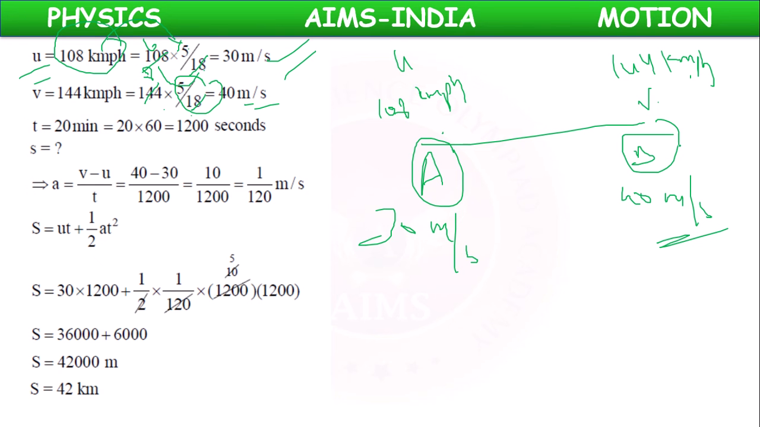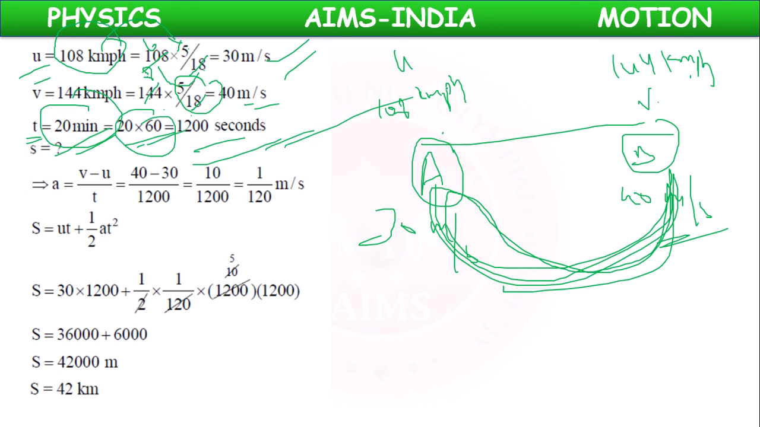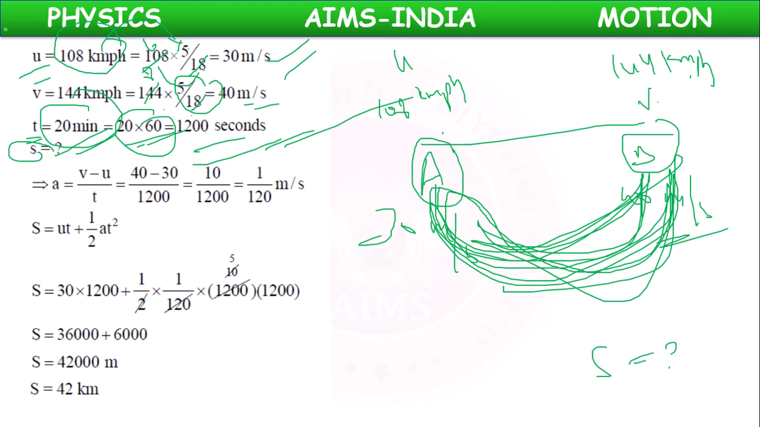which is considered as final velocity. And the time they have given 20 minutes to reach from A to B. The distance from A to B is covered in 20 minutes as per the data. If it is converted into seconds, 20 into 60, 1200 seconds. So distance between A to B, how much? That S value we have to find. We have the formula for a, acceleration, which is equal to v minus u by t, 40 minus 30 by 1200, 10 by 1200, 1 by 120 meter per second square.